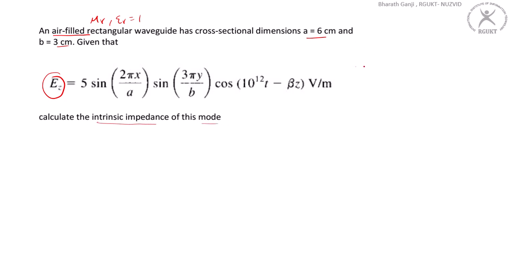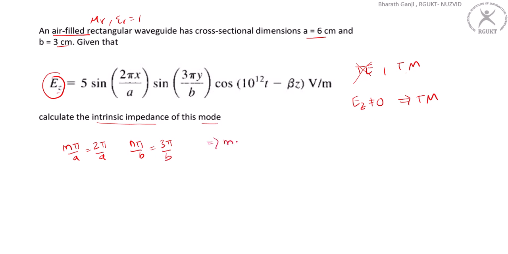First of all, the question is whether it is TE or TM mode. As I can see, the z component is non-zero. It cannot be transverse electric, it can be transverse magnetic only. So I can say Ez component is not equal to 0, that makes it a TM mode. And from the similarity, I can see that m pi by a is equal to 2 pi by a, and n pi by b is equal to 3 pi by b. So that makes m equal to 2 and n equal to 3. So this implies this mode is a TM23 mode.